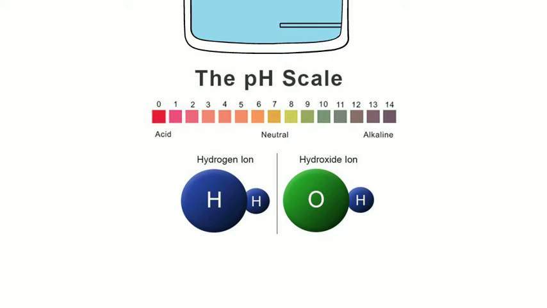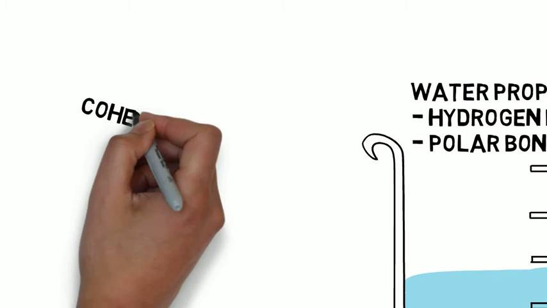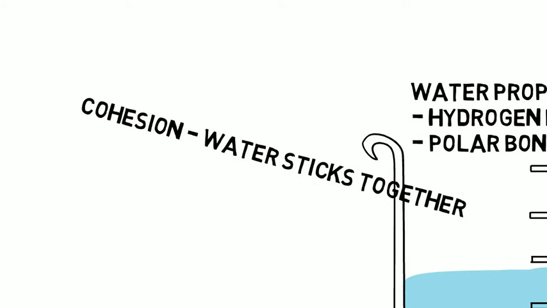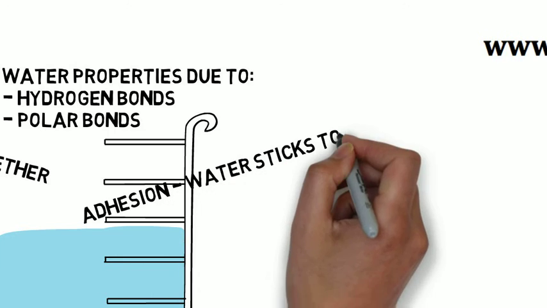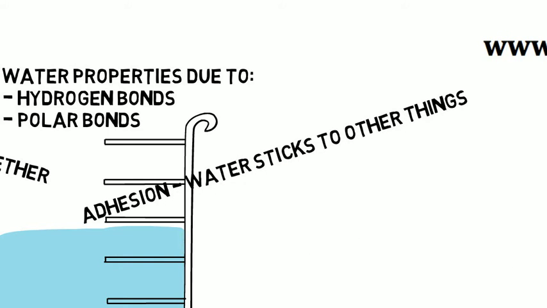An acidic solution contains more hydrogen than hydroxide. A basic solution contains more hydroxide than hydrogen. The following are the properties of water that make it an important molecule. Cohesion, which is the ability of water molecules to stick together. Adhesion, which is the ability of water to adhere to other molecules.